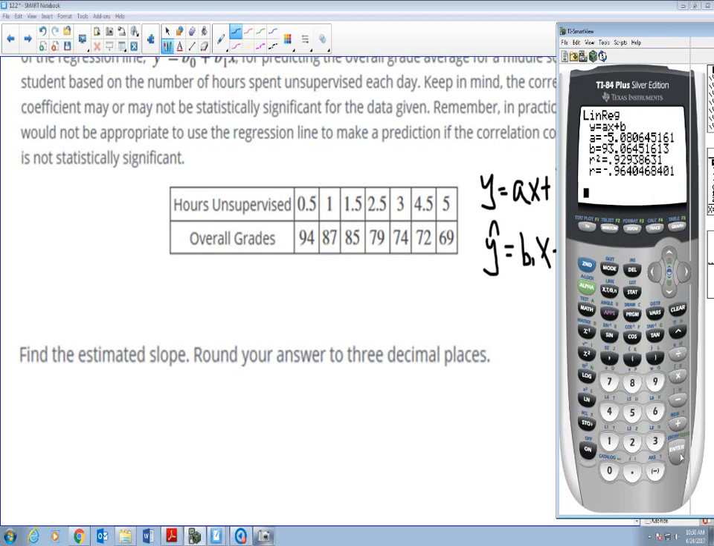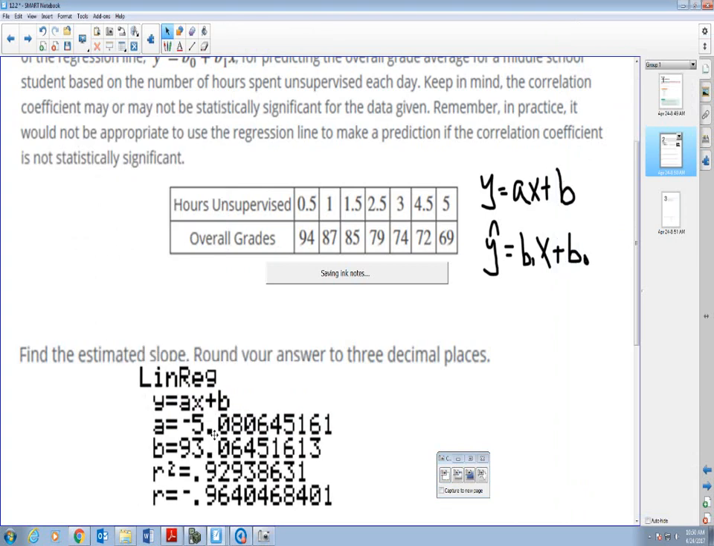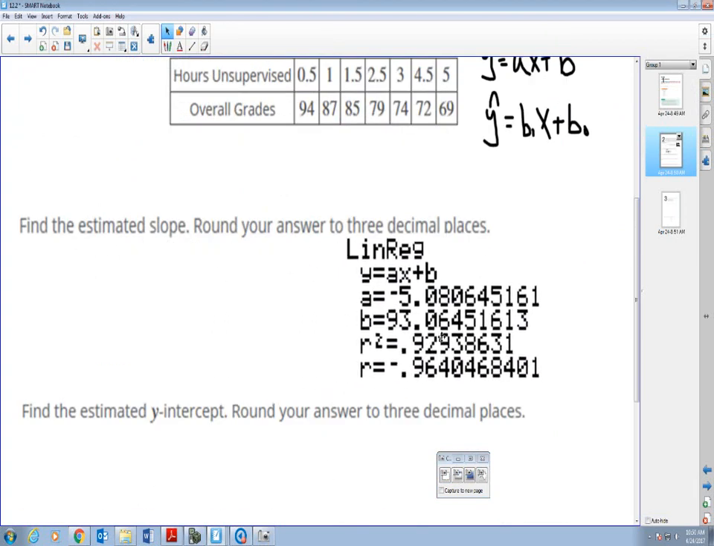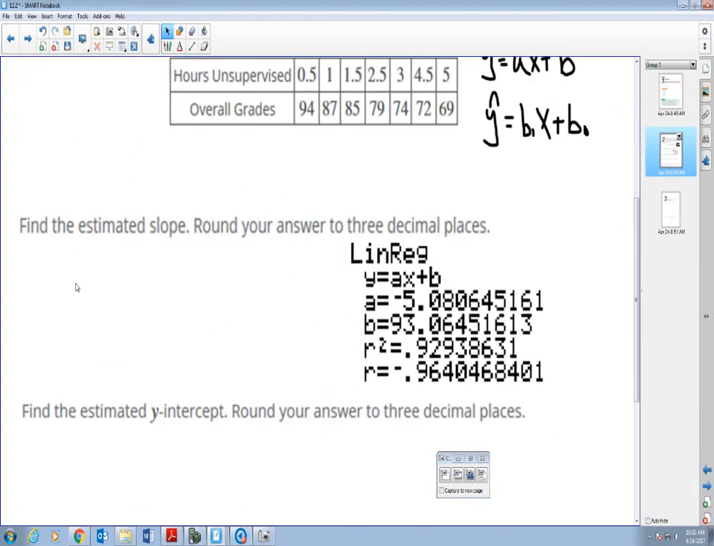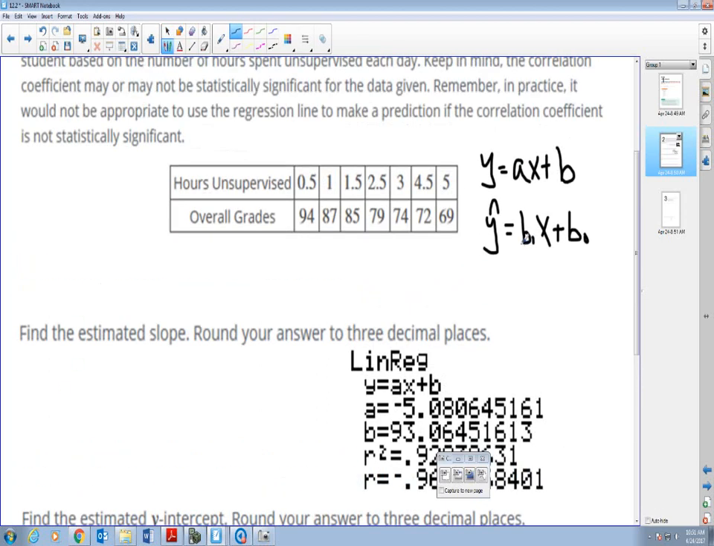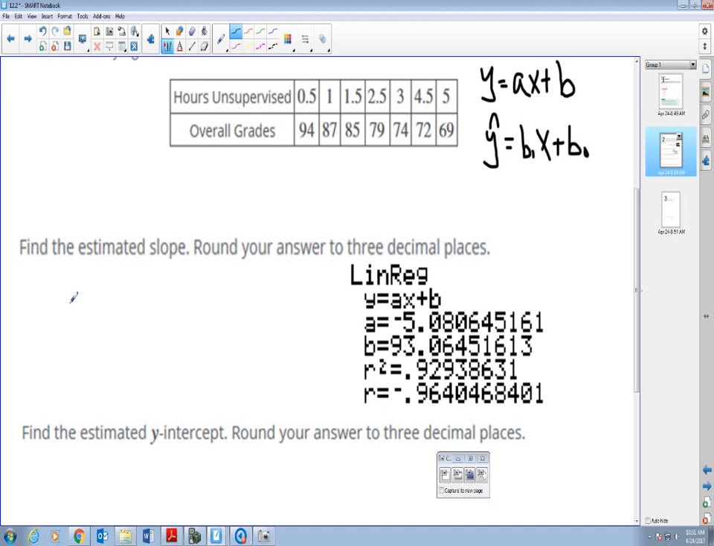So I'm going to just copy and paste this real quick. Alright, so here is what shows up. My estimated slope, rounded to 3 decimal places, in my form will be b sub 1. So my b sub 1, or my a, is, excuse me, negative 5.081.